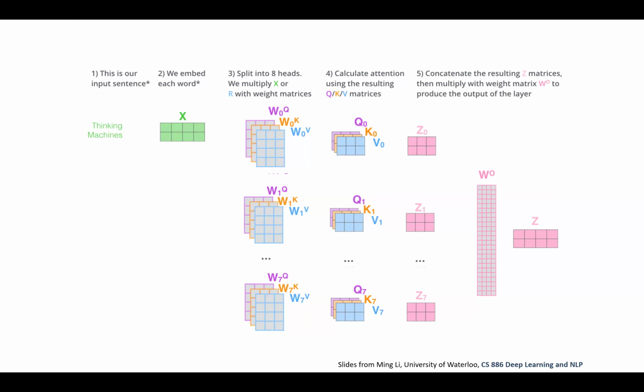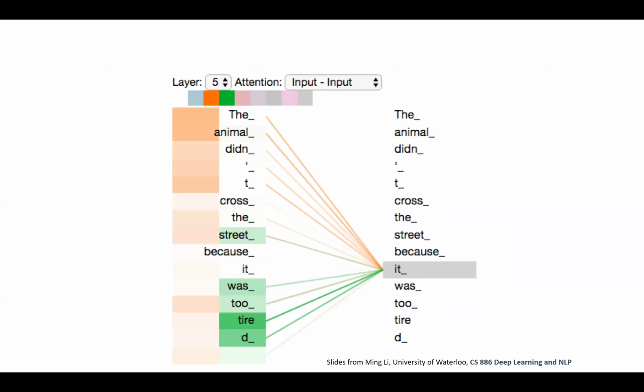Okay? Question: is W0 the weight of the fully connected layers, or part of the attention or self-attention? Yeah, I think it's a part of self-attention. After that will be the fully connected layer. After that will happen. So now let's look at the example here.